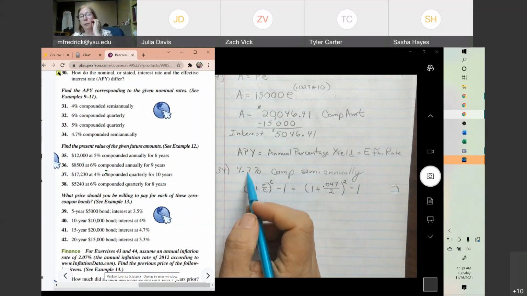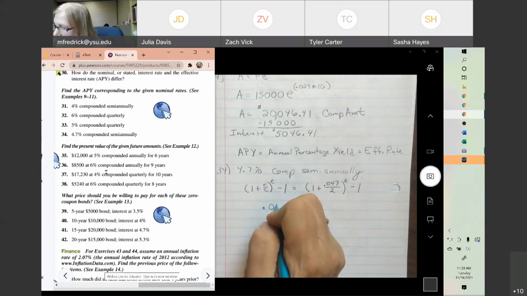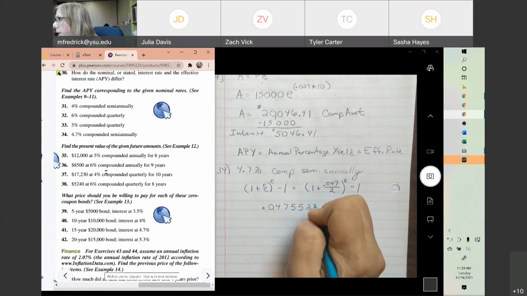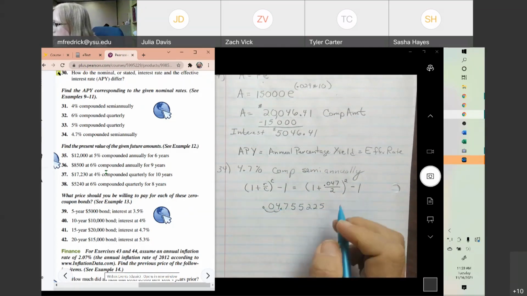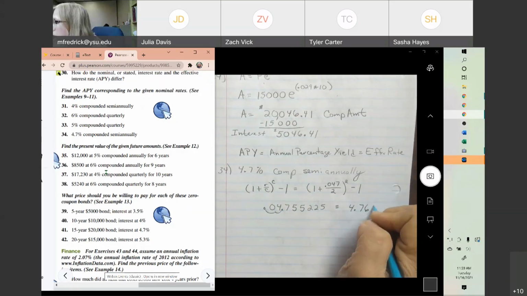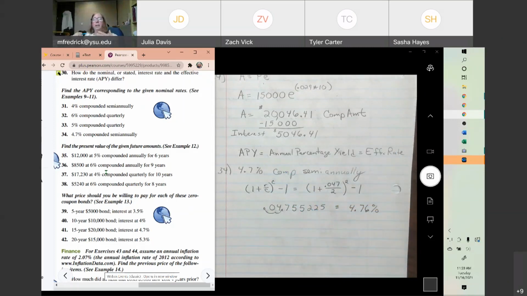You will get something close to this, 0.04755225. So when I go over 2, I'm going to round to the nearest hundredth. Get 4.76%. So 4.7% semi-annually is like 4.76% annually. It's giving you a yearly rate.